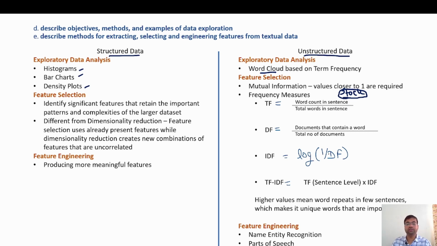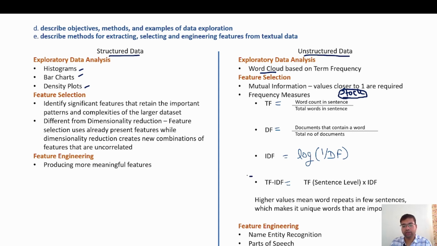IDF is the log of inverse of document frequency. So the lower the document frequency, the higher will be IDF. The lower document frequency means that that particular word is repeating in a lesser number of documents, and a higher IDF will mean the same thing because it's an inverse of document frequency.